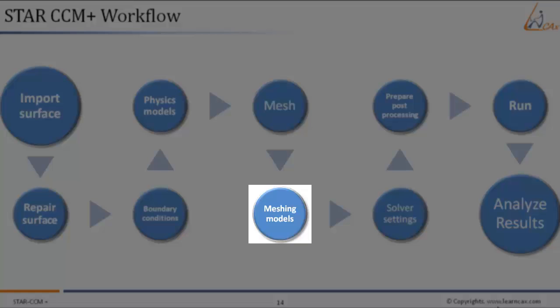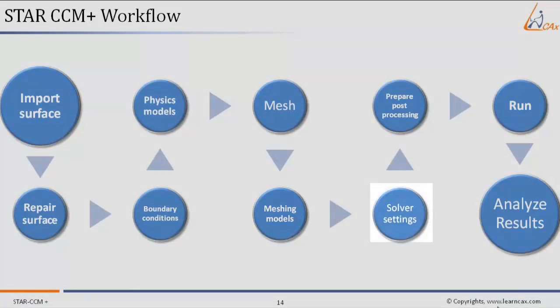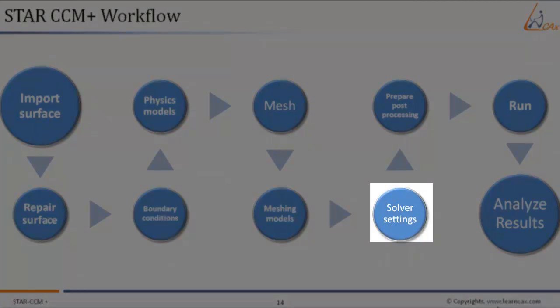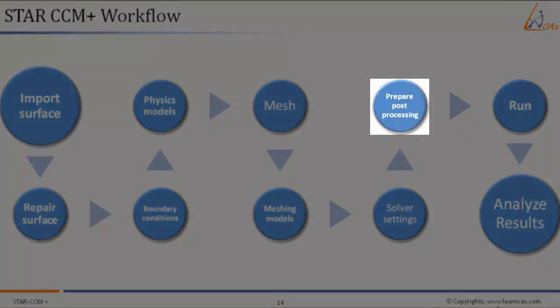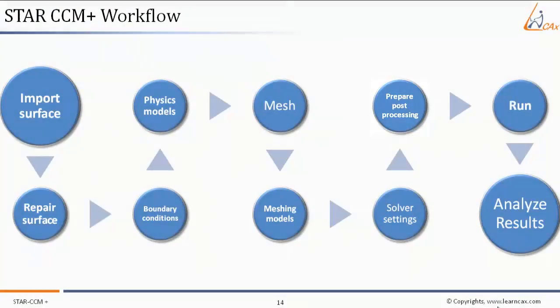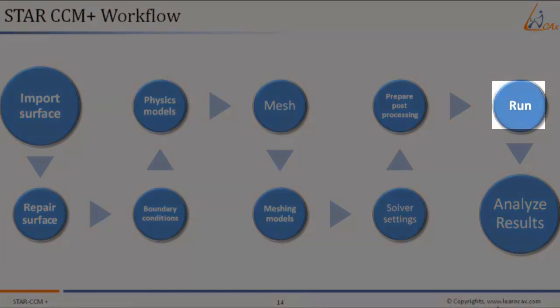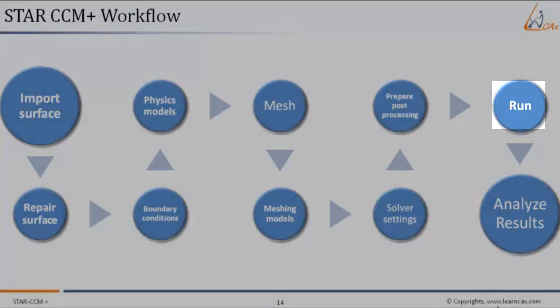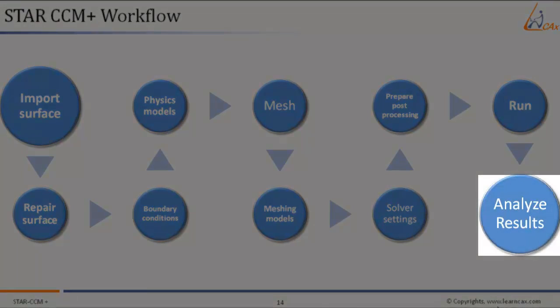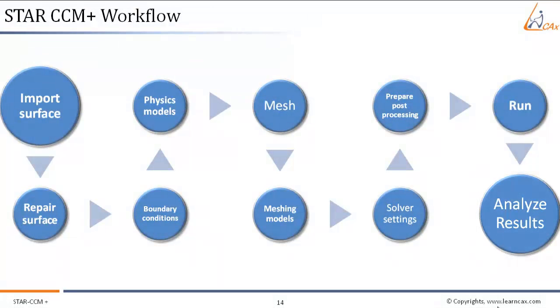We need to select the meshing model for this which is appropriate for the concerned geometry. After this, we set up the solver. Various numerical methods are selected here. Then we prepare post-processing objects. After that, we press run to start the CFD calculations. Once the calculations are complete, we start to analyze the CFD results from which we need to make the design modifications or alterations.